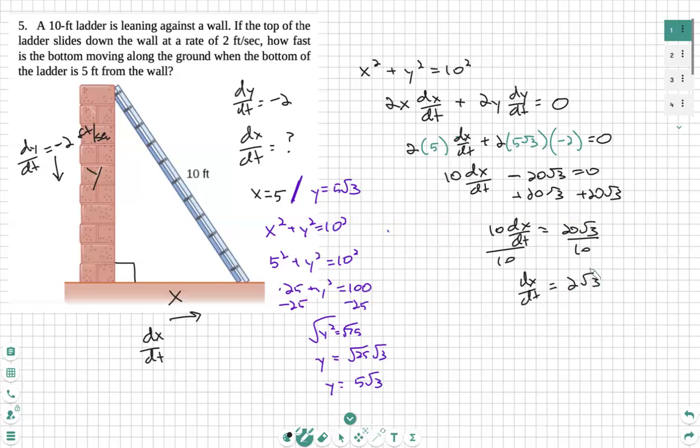And that is exactly how we're going to solve these types of problems. So as you can see, the method is: read the question, write down everything we're told in that specific situation, find our formula to map out the problem, implicitly differentiate, plug and chug, and we are good to go.